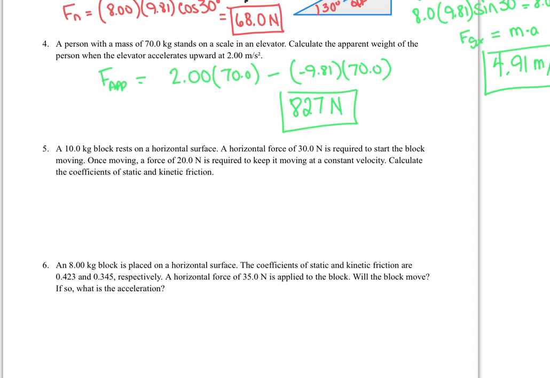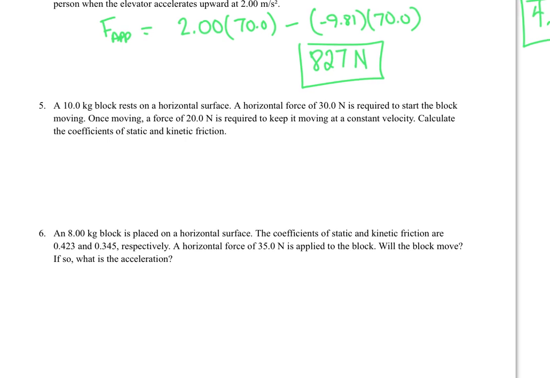So 5 and 6 deal with static and kinetic friction. The first one wants us to find the static and kinetic friction. All right. A 10 kilogram block is sitting on a horizontal surface. A force of 30 newtons is required to start the block. Once it's moving, 20 newtons is required to keep it going.